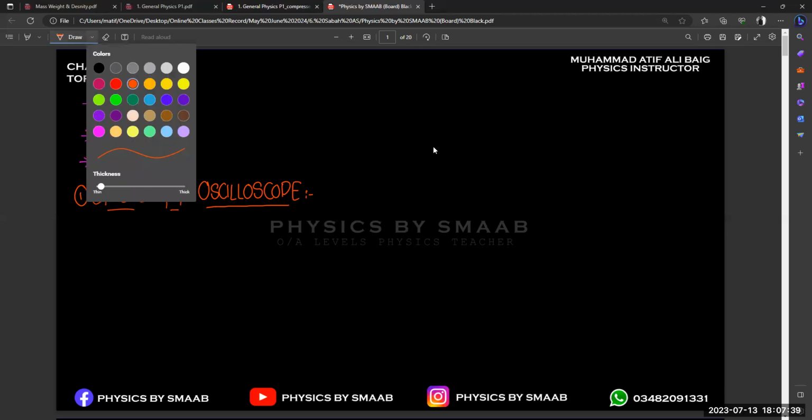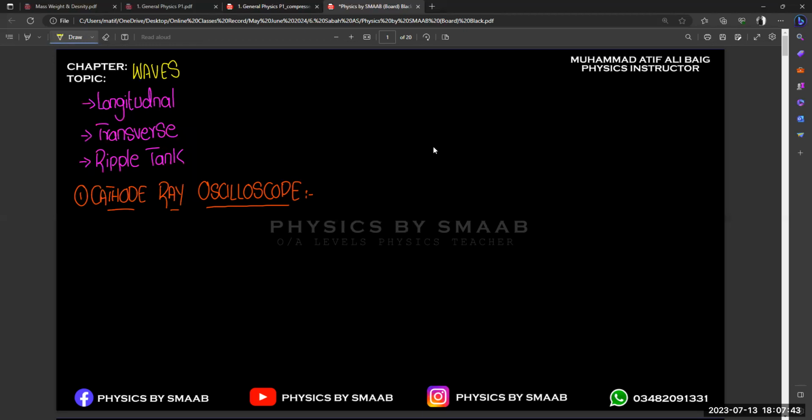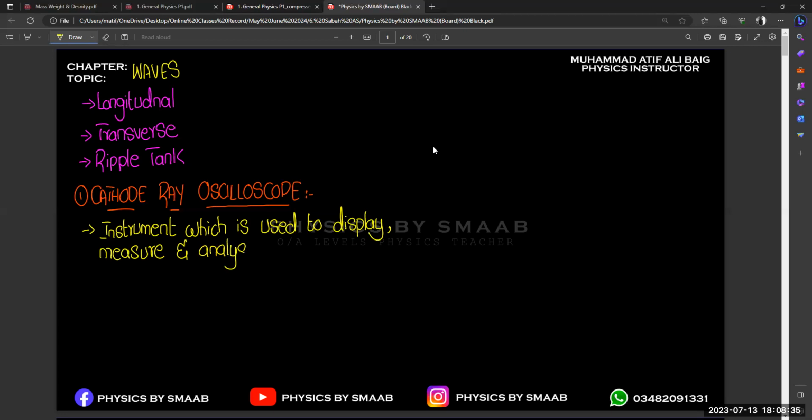The basic purpose of CRO is to convert wave signals into electrical signals, or simply we can say that it is a laboratory instrument which is used to display, measure and analyze waveforms. Whenever you start any topic, first of all you need to write the definition or a small description for it, because in AS they always ask about any physical term or concept, usually for one mark, as part of the question.